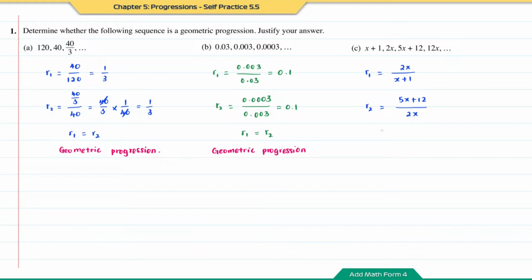If we simplify this, it is actually the same as 5x over 2x plus 12 over 2x. Simplifying further, it will be 5 over 2 plus 6 over x. As these two ratios are not the same, therefore this sequence is not a geometric progression.